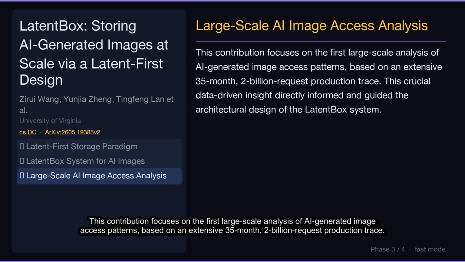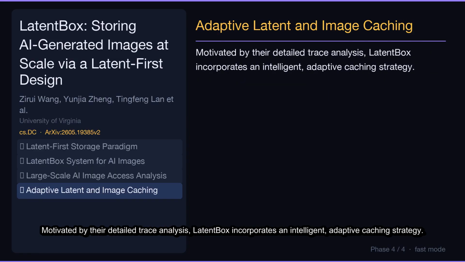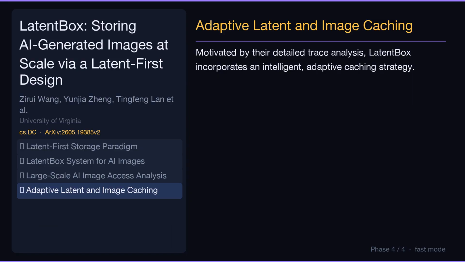This contribution focuses on the first large-scale analysis of AI-generated image access patterns based on an extensive 35-month, 2 billion request production trace. This crucial data-driven insight directly informed and guided the architectural design of the Latent Box system. Motivated by their detailed trace analysis, Latent Box incorporates an intelligent, adaptive caching strategy.